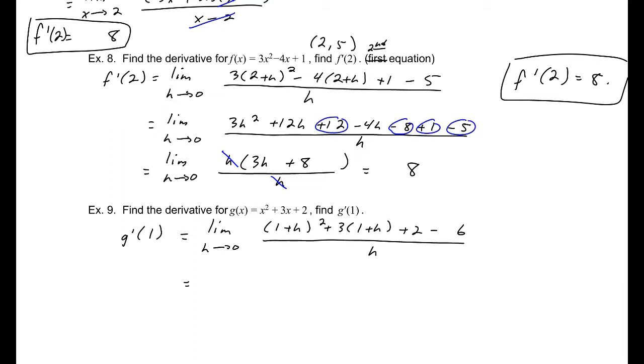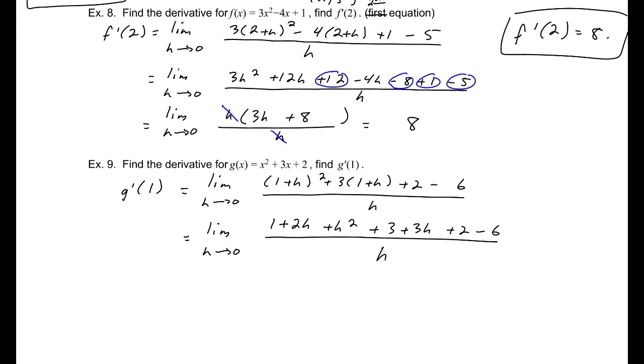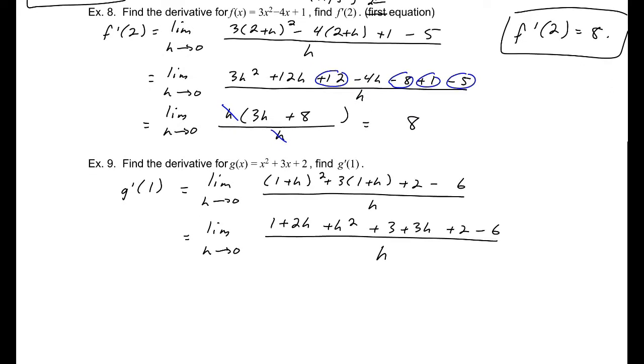All right. Using some algebra here, we get 1 plus 2h plus h squared plus 3, go ahead and leave that, plus 3 plus 3h plus 2 minus 6 over h. Okay, combining some terms, some things should cancel out every time. We have 3, that's 5. Okay, there we go. The 1, 3, all of our constants cancel out.